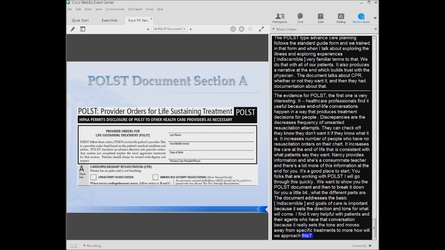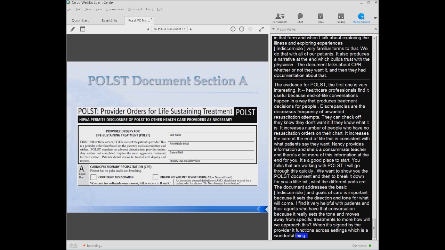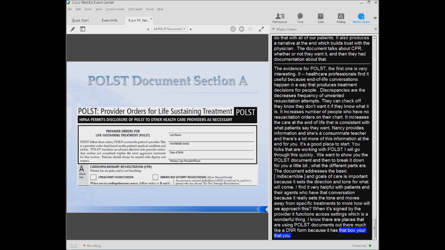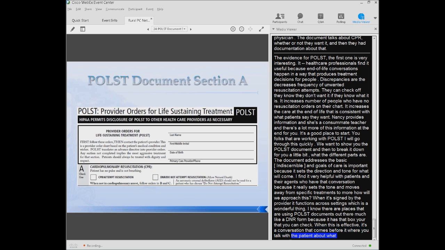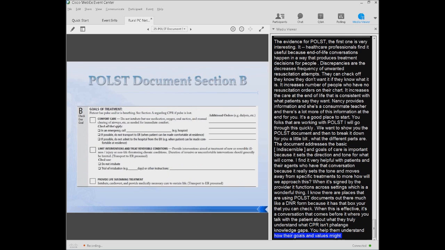The reason I chunked it up here a little bit is the first one, doesn't it look like a simple thing? I know there are places that are using the POLST document much like a DNR form because it has this little box where you can check one box or another. But I want to show you this because when this is effective, it's the conversation that comes before it, where you talk with a patient about what they truly understand CPR is, fill in the knowledge gaps, help them understand how their goals and values might fit with making the decision to have it or not have it, and then deal with their fears and concerns. So it's a little bit here, but it's a large conversation behind it.